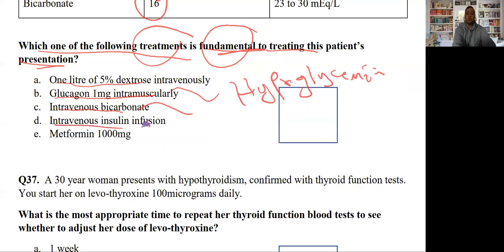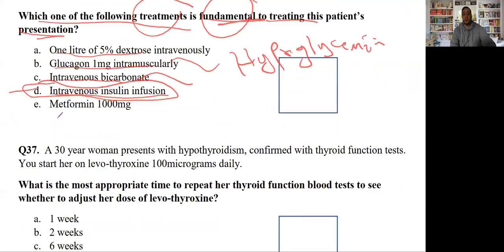Intravenous insulin infusion, this is fundamental. Metformin, there is no role for oral antihyperglycemic agents in the treatment of DKA. So here the fundamental one is intravenous insulin infusion.